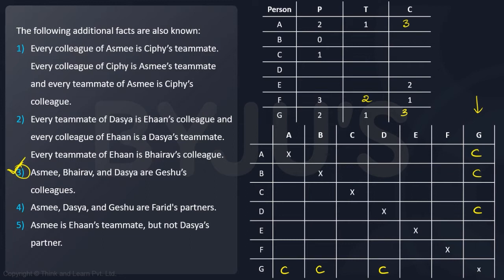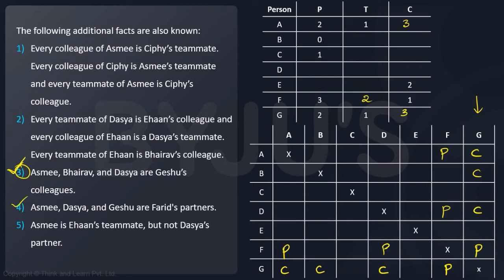Next is line number 4, or the fourth point. A, D, G are F's partners, which means A and F are partners. D and F are partners. Once I write partner here, I will write partner here also, so that I don't forget. G and F are partners again. So this is a partner, then this should also be a partner. So this is taken care of, which means this is completely written.